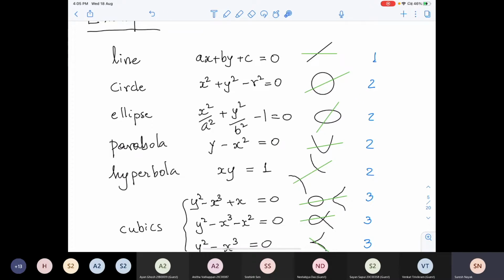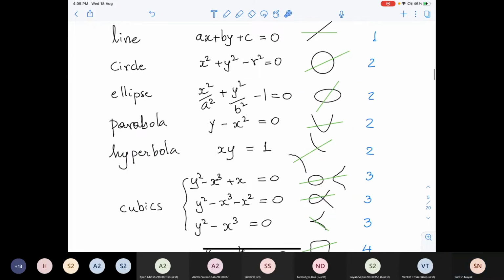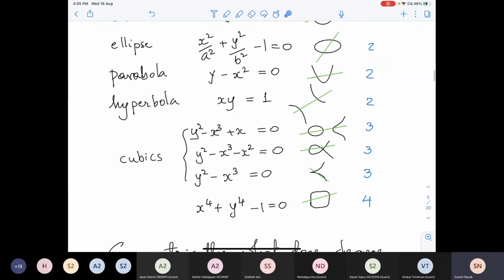Circle, I'm cutting it with a line. I'm getting 2 points. Ellipse, 2 points. Parabola, 2 points. Hyperbola, 2 points. And they are all degree 2 curves. And then this cubic here, I draw this line and it's cutting in 3 points and 3 points here and 3 points here. So, and these were all cubics. But in the case of degree 4, I do run into a bit of trouble. I'm not able to get a line cutting it in 4 points.